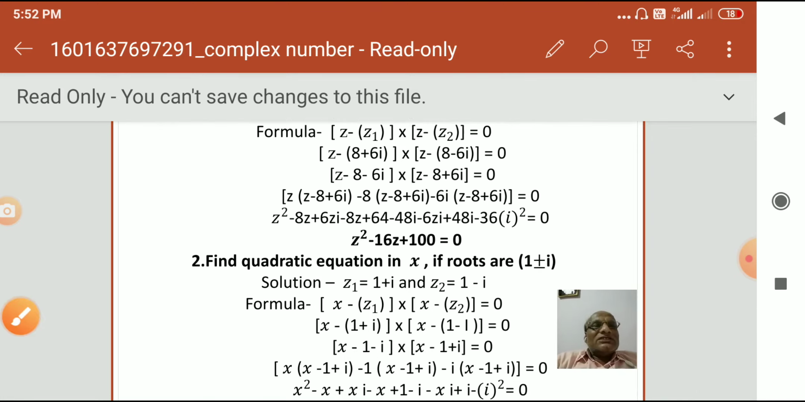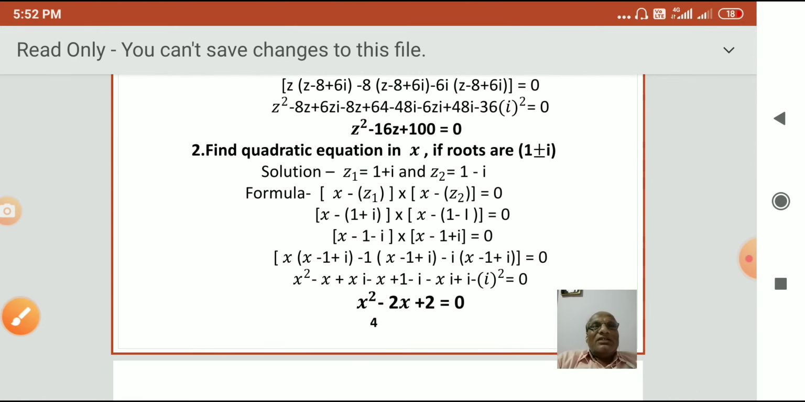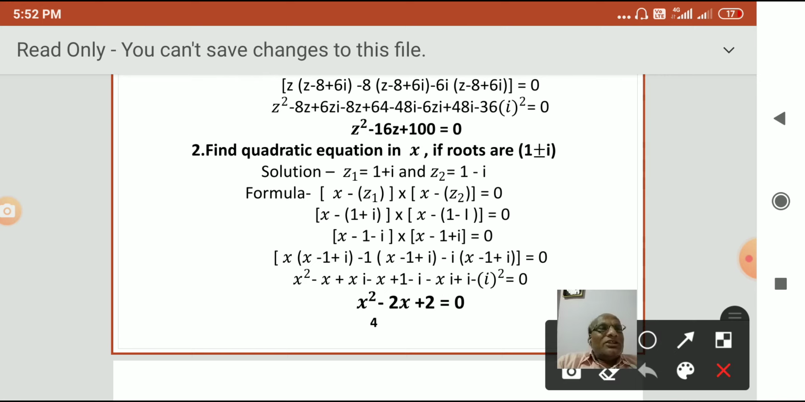Now we take a different example: find the quadratic equation in x instead of z if the roots are given as 1 plus or minus i. In such a case we take z1 as it is, that is 1 plus i, and z2 as it is, that is 1 minus i. We only change the formula, or there is a slight change in the formula. Instead of z we take x.